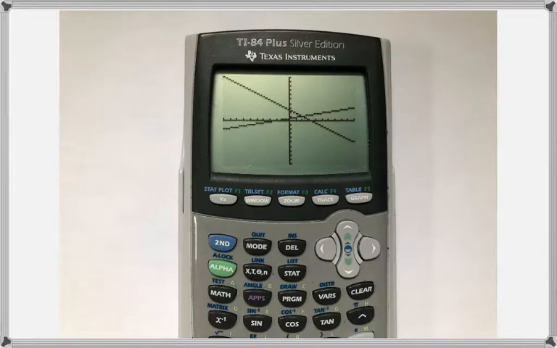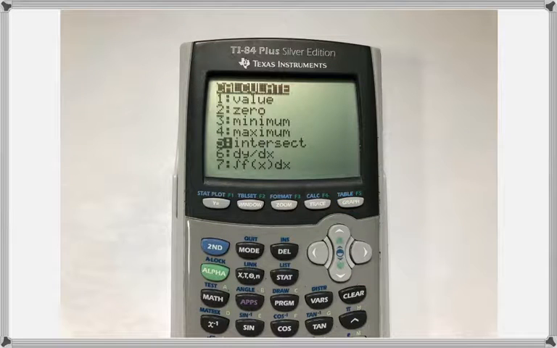Anyway, then I'm going to press graph, and these are my two equations. So my equations are representing lines, and the solution is going to be the intersection point. So I can find the intersection point if I do second calc, and then it's number 5, the intersection command.